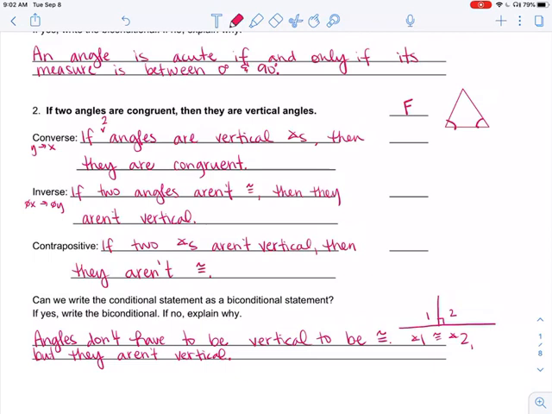Our converse, if two angles are vertical, then they are congruent. That is true. Vertical angles are always congruent. If two angles aren't congruent, then they aren't vertical. That is also true. They have to be congruent if they are vertical. If two angles aren't vertical, then they aren't congruent. That is also false. See that case above.